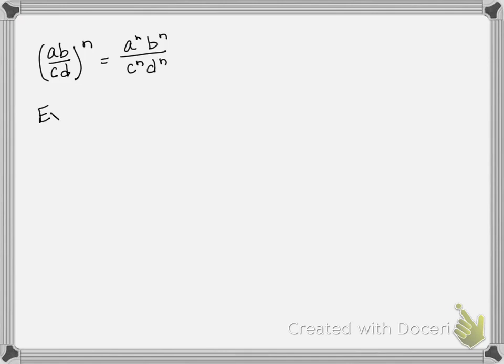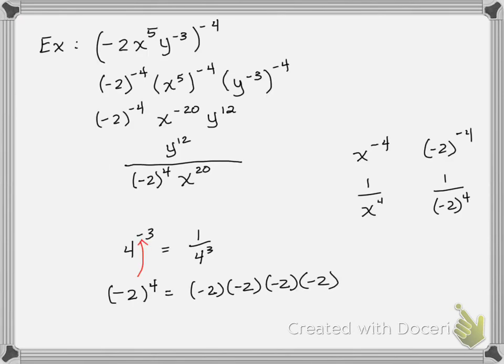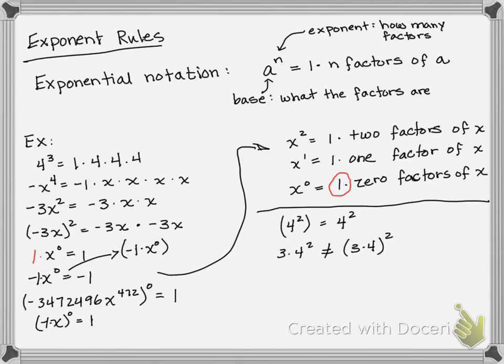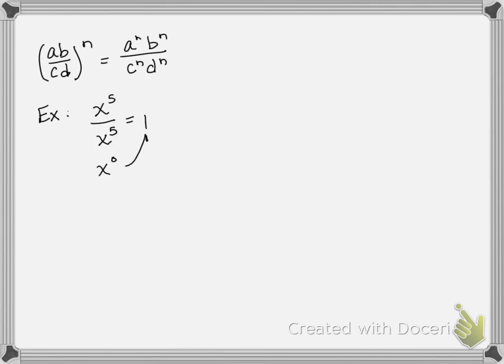Okay, so if I have x to the 5th divided by x to the 5th, what is that equal to? 1. The quotient rule says that it is equal to what? The quotient rule says, dividing exponential expressions with the same base, what do you do with your exponents? You subtract the exponents, right? So it is 0.